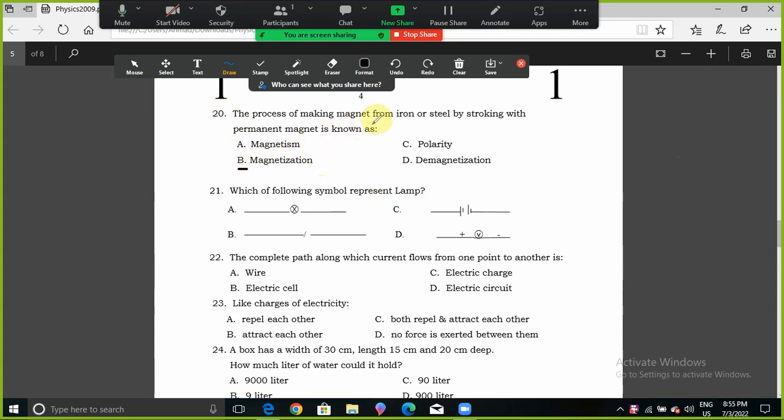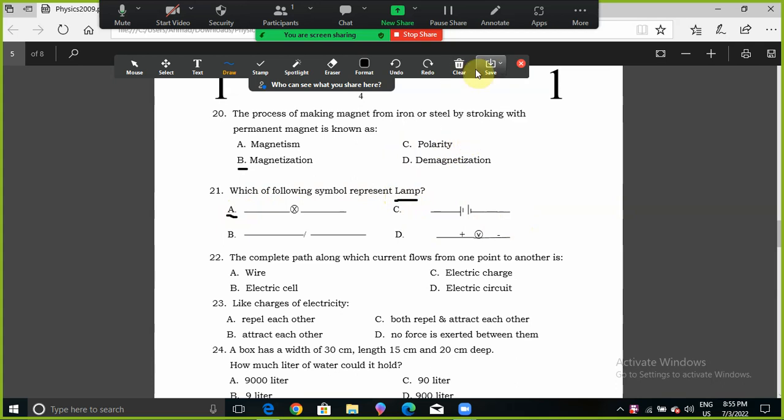Now in question number 21, which of the following symbols represents lamp? The first one, we have this symbol. The second one, this one. The first one, which is the lamp, yes, the bulb, right? And B, which is the cell. C, the battery. D, the voltmeter. And it says represent lamp. That means the answer is A.